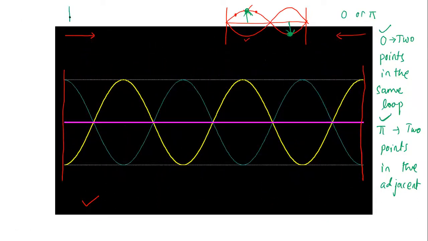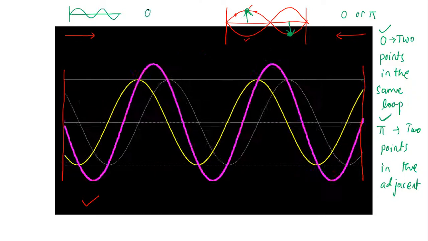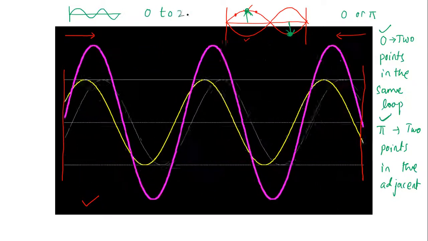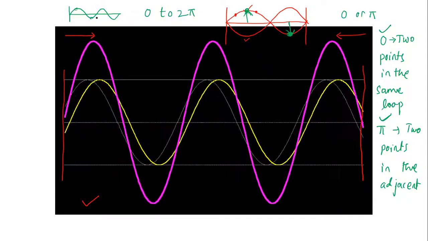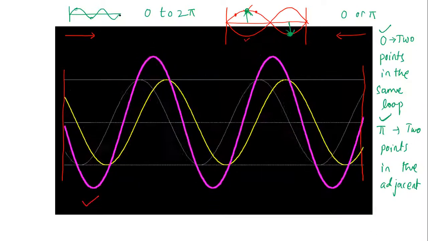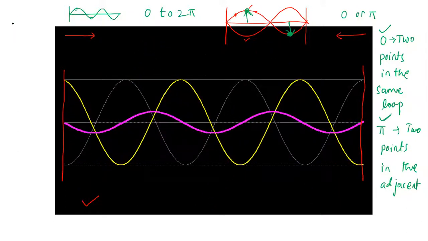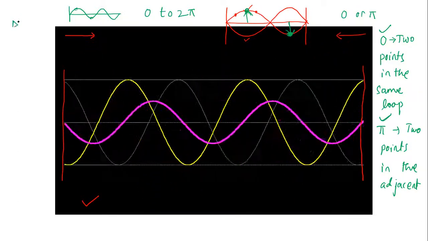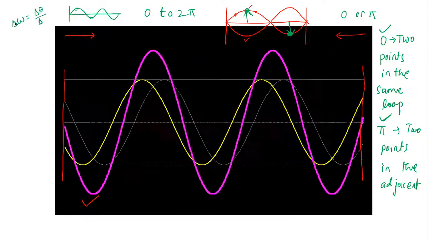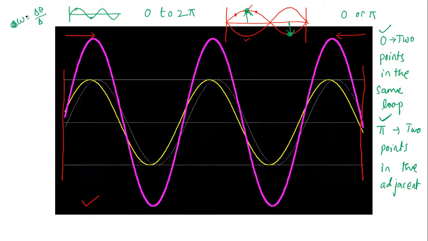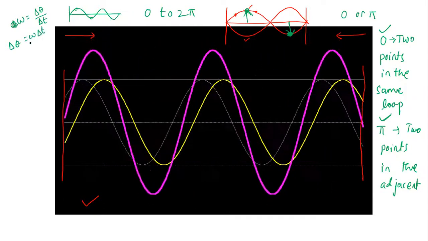In a progressive wave, if you consider any two points, there will be a phase difference that ranges from 0 to pi, 0 to 2 pi, right? You can take any two points, like here or here, so there is a phase difference. We can find that phase difference by finding del theta. Omega is equal to del theta by del t, so your phase difference del theta can be determined from omega del t. This we have already done.